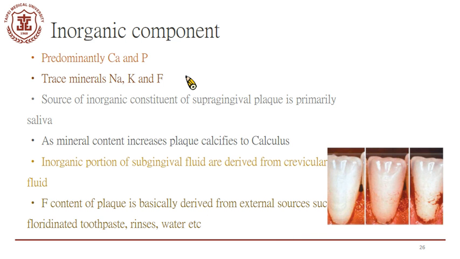So the inorganic component of this dental plaque is calcium and phosphate, along with other minerals like sodium, potassium, and fluoride. The source of inorganic content in supragingival plaque is primarily saliva. As mineral content increases, plaque calcifies to calculus. The inorganic portion of subgingival plaque is derived from crevicular fluid. The fluid content of plaque is basically derived from external sources such as fluorinated toothpaste, rinses, and water.